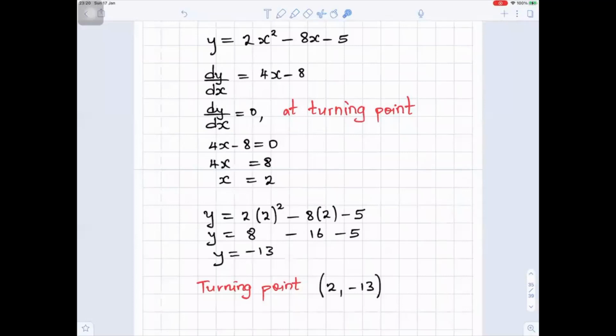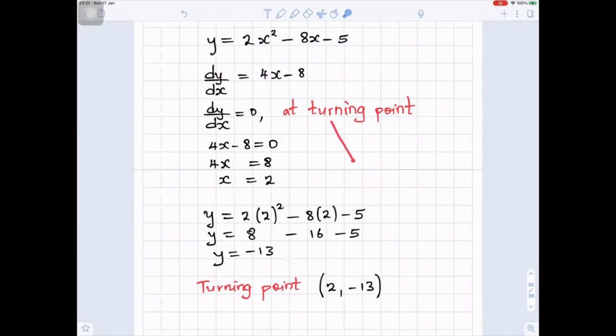And another way to get the turning point, we had the function y equals 2x squared minus 8x minus 5. We can do differentiation for those who have done differentiation. Find the turning point. Differentiate y with respect to x. When you differentiate 2x squared, you get 4x. When you differentiate minus 8x, you get minus 8. And at the turning point, the gradient is 0, because if something is going down, it stops going down and it turns going up. So the gradient at that point where it turns is 0, dy over dx is 0.